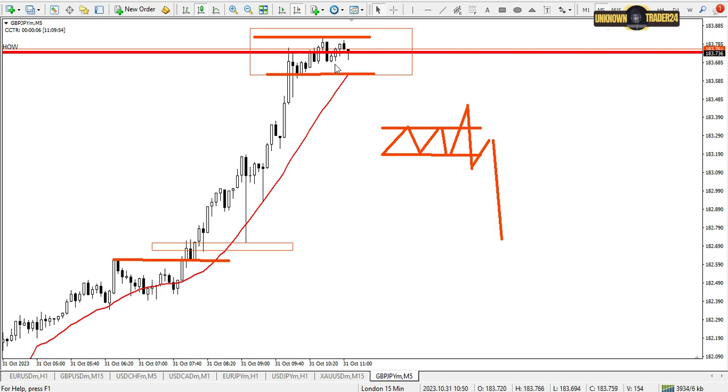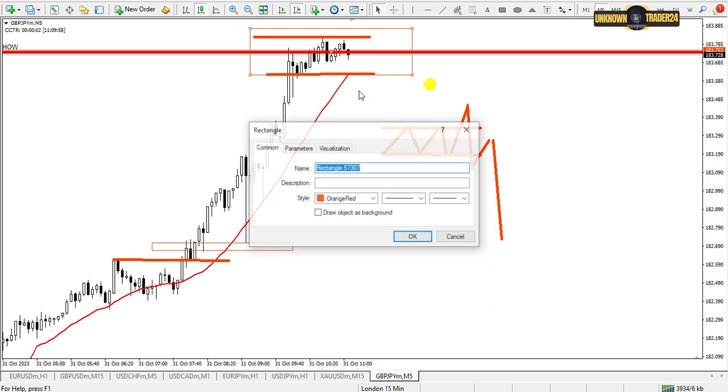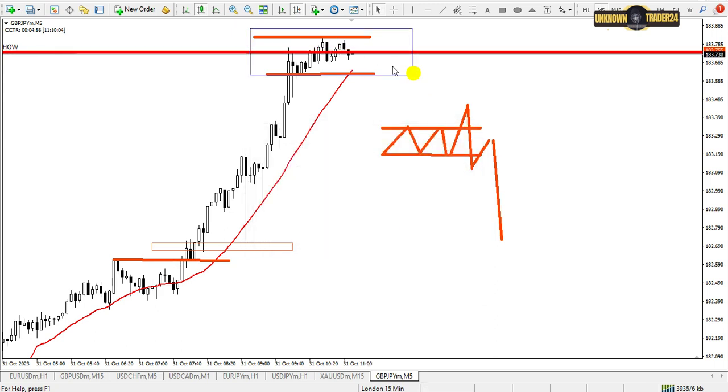So don't be tricked. Don't enter into this garbage. This is where they are collecting orders. This is a key level, and they know everybody's looking at this level, and they know many people want to execute immediately at this level, so they will blow your account.